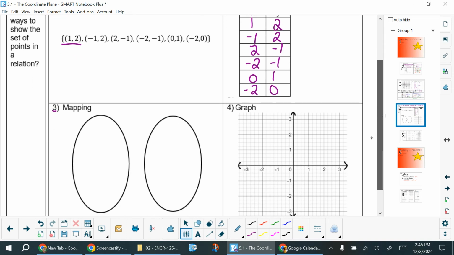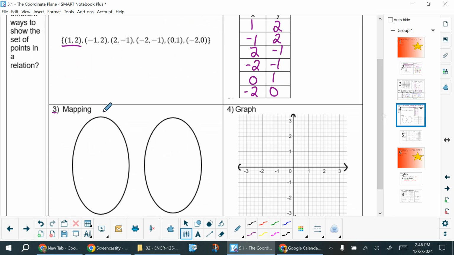Next up is our mapping diagram. Now in our mapping diagram, the first circle represents the x's. The second circle represents the y's. The big thing here is that when I do a mapping diagram, I don't put duplicates in here. So the number -2 shows up twice in my x's. I'm not going to put it twice in here. I usually put these in order from smallest to biggest. So -2, -1, 0, 1, and 2.